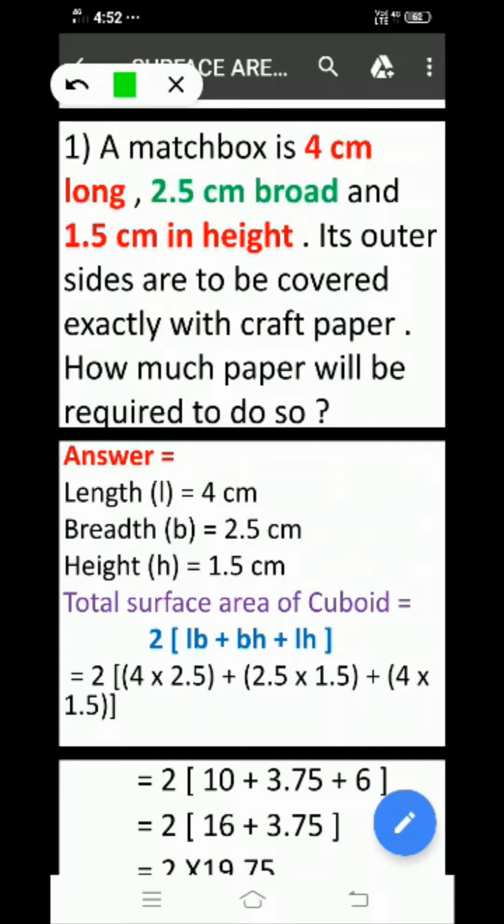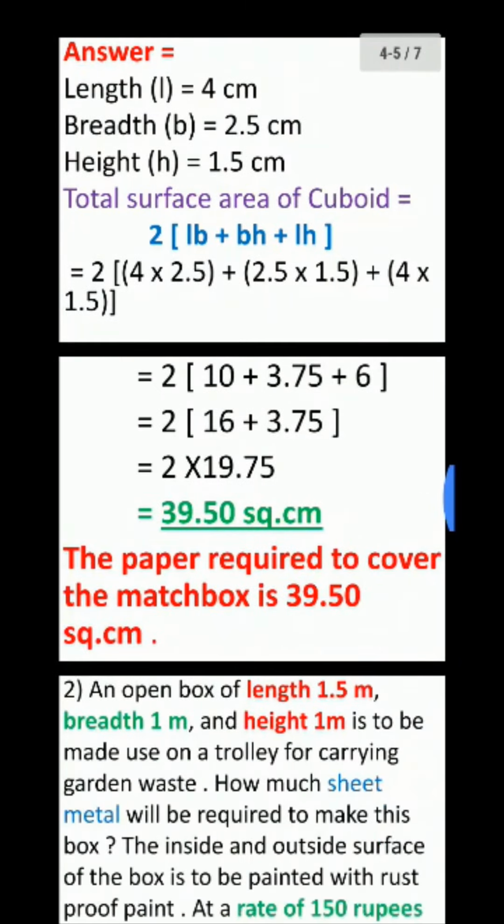Now see, length is how much? 4 centimeter, means you have to put in the place of length 4 multiplied by breadth 2.5, plus 2.5 multiplied by 1.5. Always you have to write the bracket, it is compulsory, plus 4 into 1.5, and you have to complete that by the square bracket.